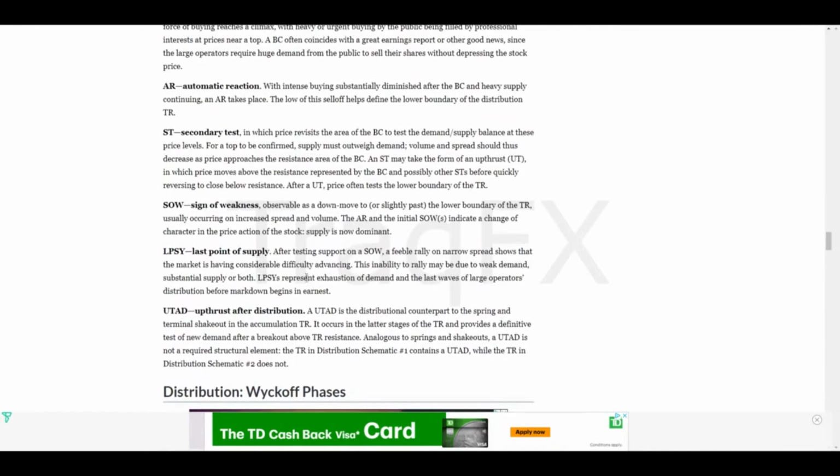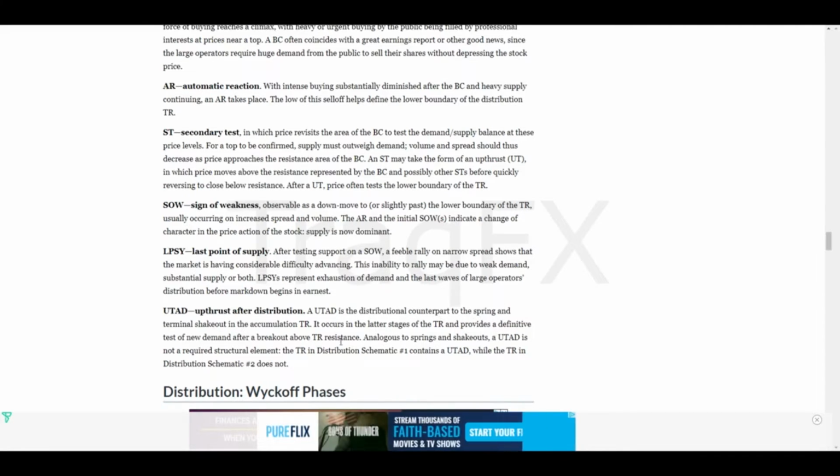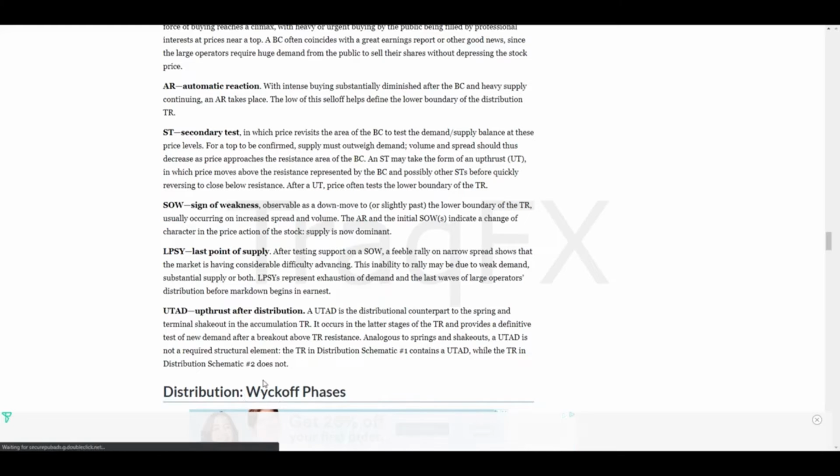Now the UTAD. A UTAD is an upper thrust after distribution. This is the distributional counterpart to the spring and the terminal shakeout in the accumulation trend, meaning the opposite. It occurs in the later stages of the trend and provides a definitive test of new demand after a breakout above trend resistance. Upper thrust after distribution is not a required structural element. Distribution schematic 1 contains a UTAD, while distribution schematic 2 does not.